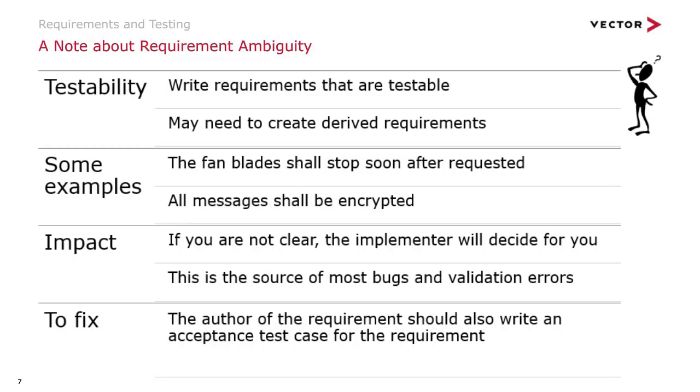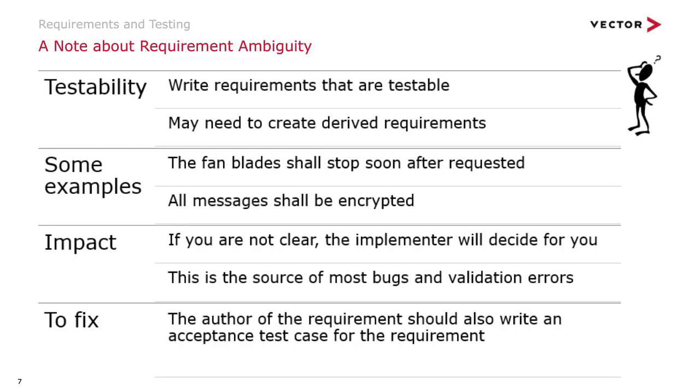And the requirement should really be talking about what's the objective that we want to get in the system. In this case, the objective is to have a secure system. So we want to make sure that the messages can't be read by folks that aren't the intended recipients of these messages. So it'd be better just to say that rather than talk about all messages shall be encrypted.